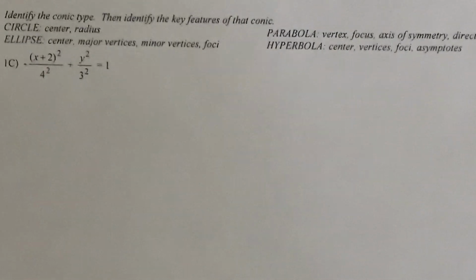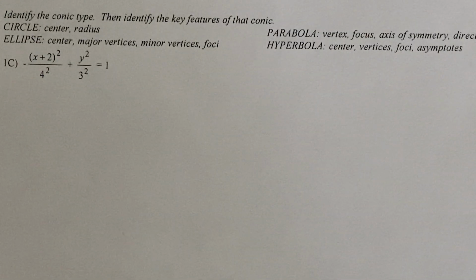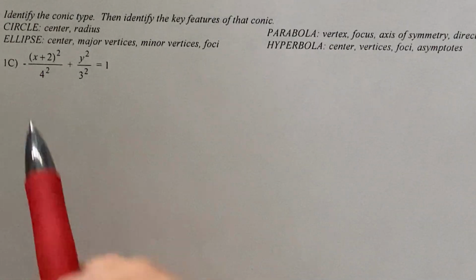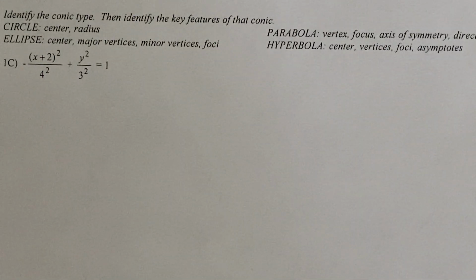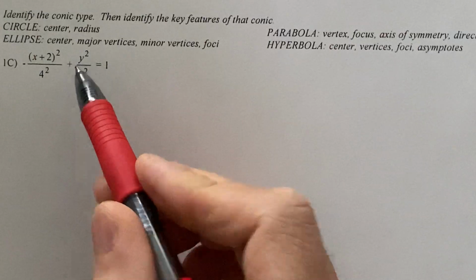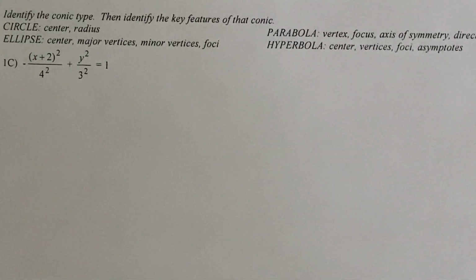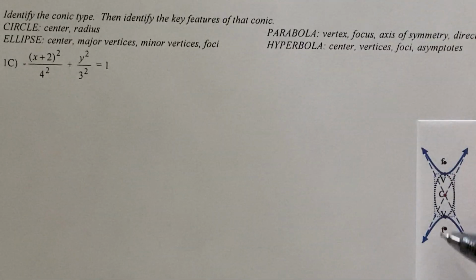Okay, from this problem, we should be able to identify the conic type and which way this thing is going, and then, of course, identify the key features. So hopefully, when you take a look at this, one is positive, one is negative, it has to be a hyperbola. And since the y is positive, it has to be a vertical up-down hyperbola. So this is what you should be visualizing.